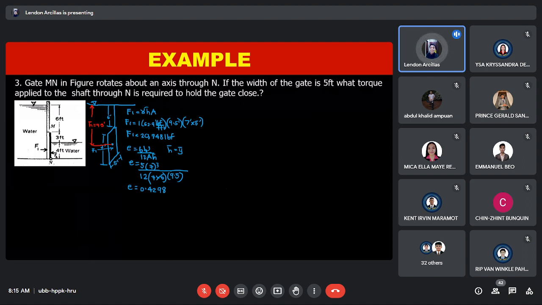Okay, so ang hinahanap pala dito is yung value ng N. So let's try to draw first the second, or let's solve first the second hydrostatic force on sa right side. So sa right side, so again, ang gate sa right side is 4 feet lang.